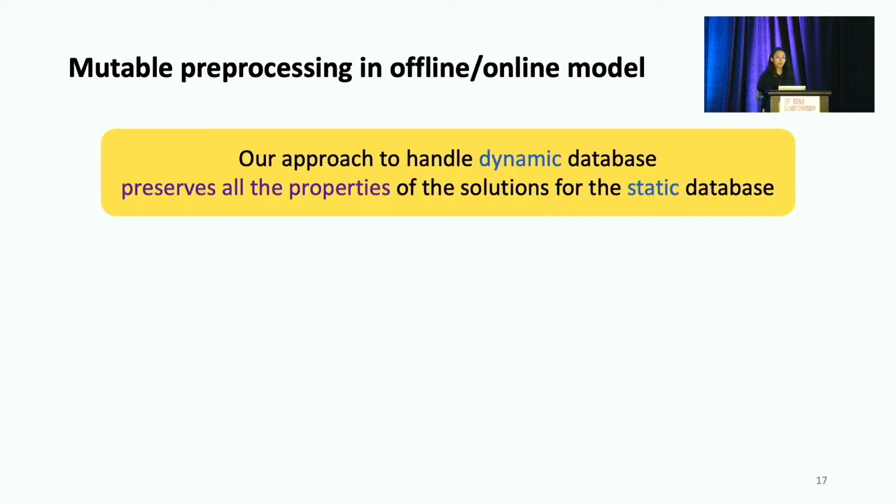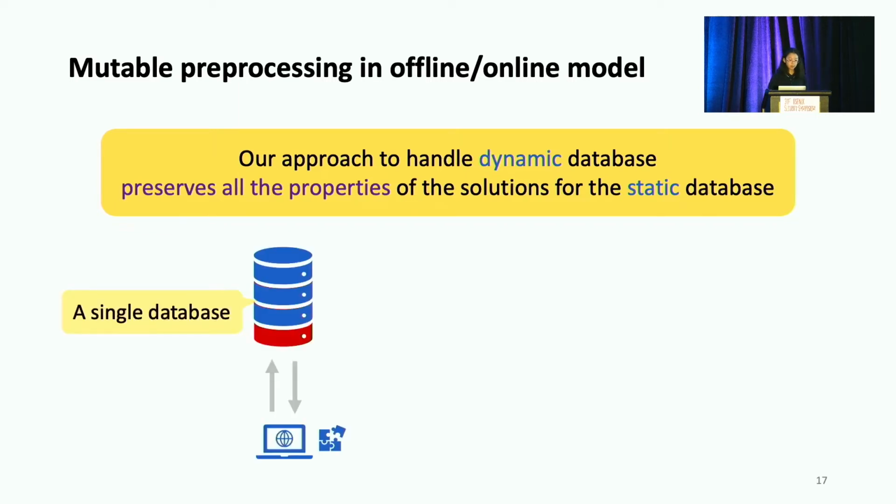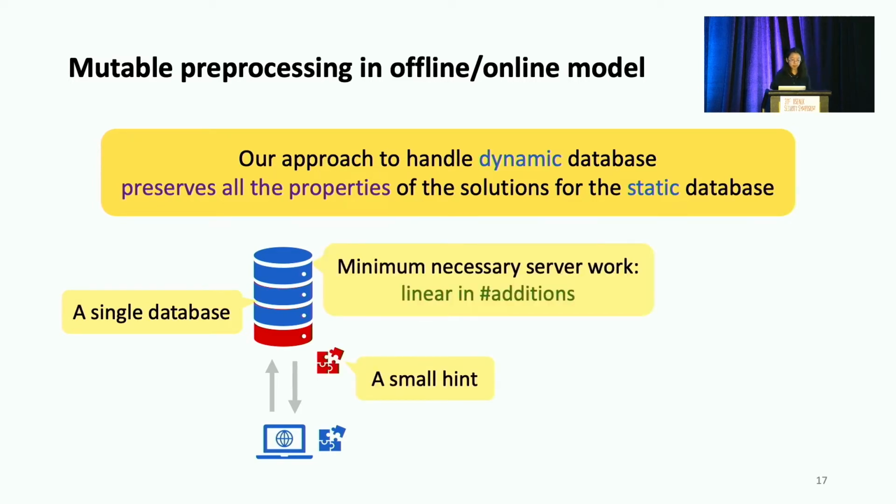So our solution to handle the database changes preserves all the low-cost properties of the PIR solutions for the static case. In particular, in our case, the server just manages a single database, and when changes come, the server will do minimum but necessary work, which is linear in the number of additions, and generates a small hint.